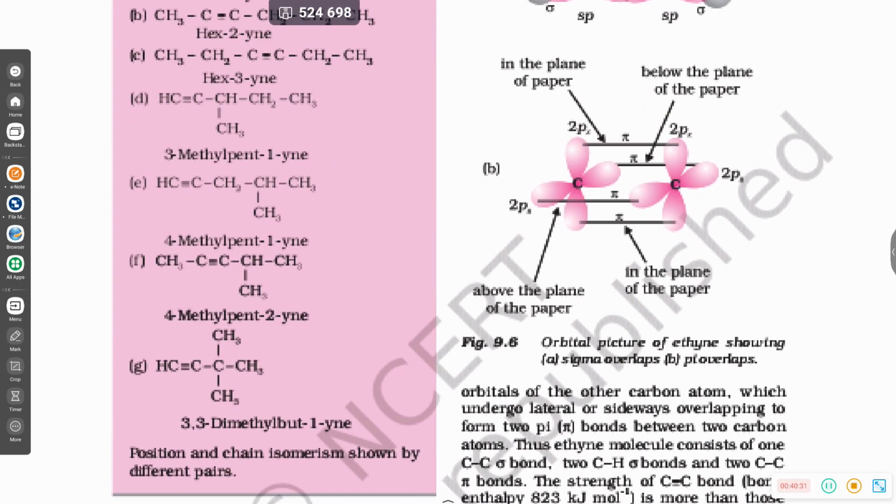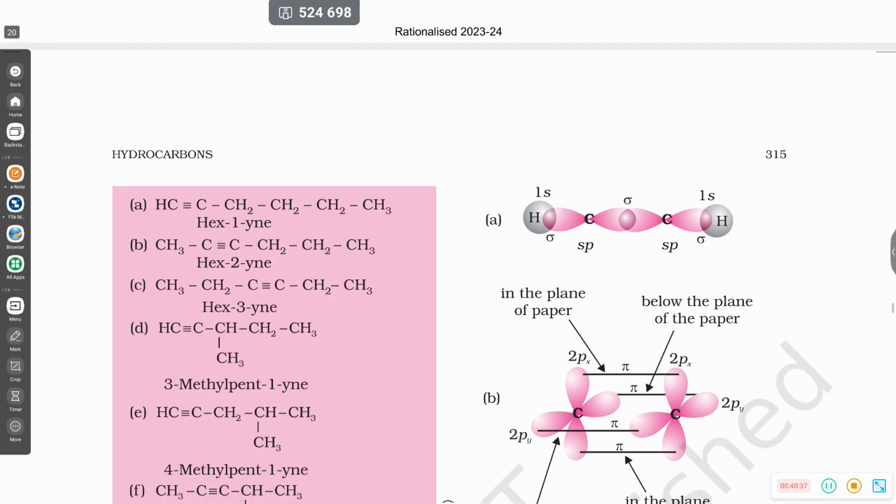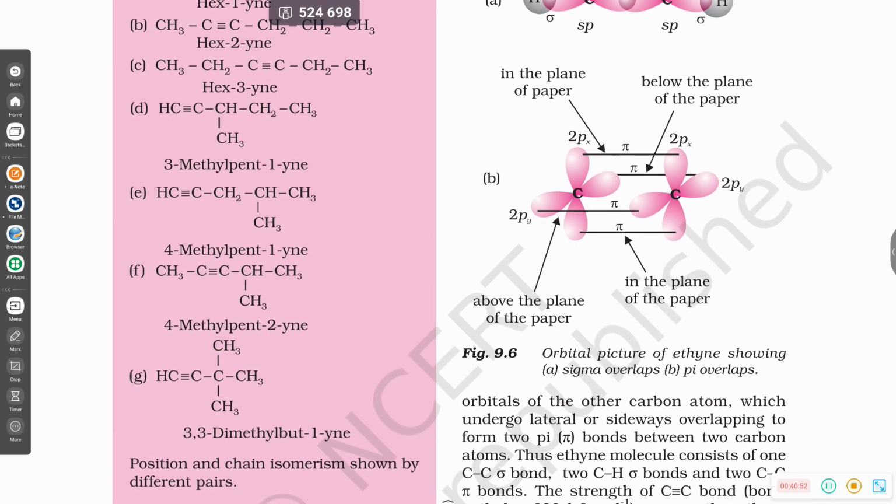One question. The fifth member of the alkane series is hexane: 1, 2, 3, 4, 5, 6. For hexane, how many types of isomers of the alkene are there? Hex-1-ene, hex-2-ene, and hex-3-ene. Then one fragment will be attached. Here we can get 3-methylpent-1-ene, 4-methylpent-1-ene, 4-methylpent-2-ene, and finally 3,3-dimethylbutene.